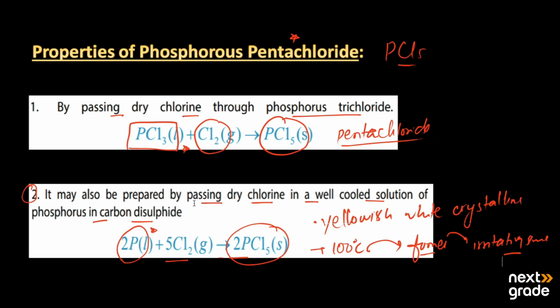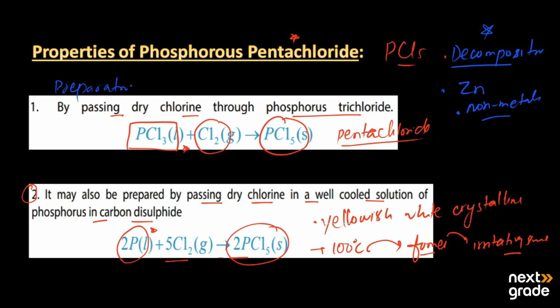The phosphorus pentachloride which we obtain in this process can be used further in many chemical reactions. For example, we can have its decomposition for the production of other compounds. We may have different types of reactions in which it can react with zinc. We can also have reactions in which it reacts with other nonmetals and produces different types of substances. So these are the main properties, and this is the simple preparation of phosphorus pentachloride, which is called PCl5.